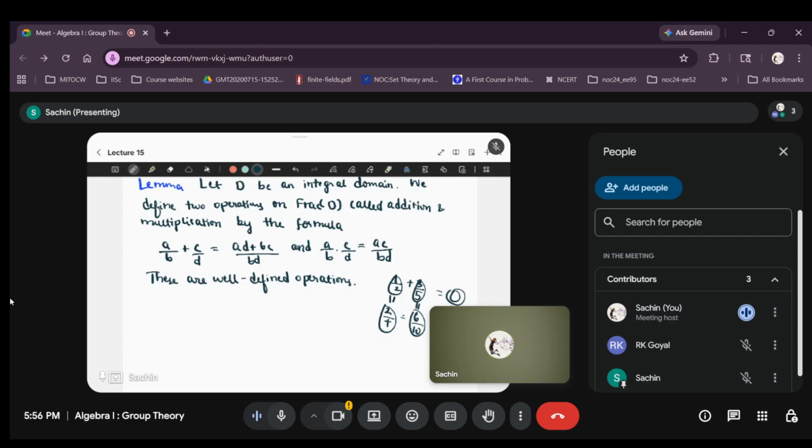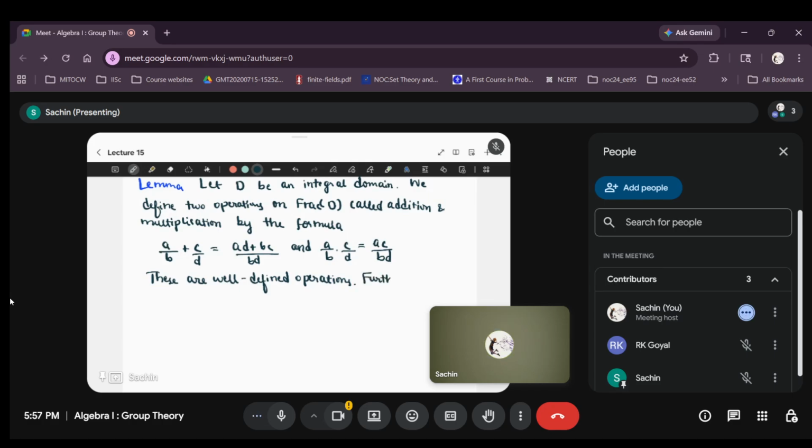So this addition actually works because it is well defined: it does not depend on the representative that you pick. It does not depend on whether you pick half or 2 by 4 to denote the equivalence class containing half. The sum will be the same. That's what it means by well defined.